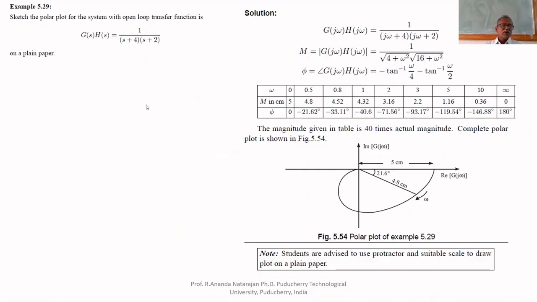We are going to see the polar plot for the system with the open loop transfer function G(s)H(s) equal to 1 upon (s plus 4) multiplied by (s plus 2). For that, we have to draw the polar plot on a plain paper.